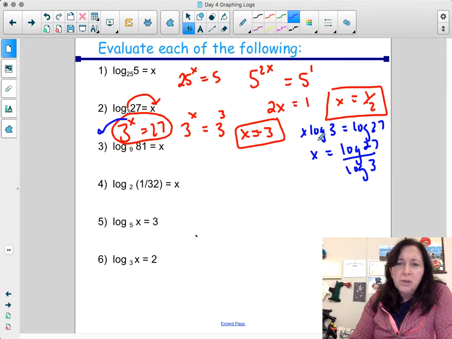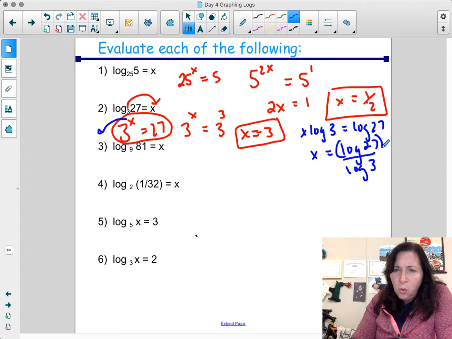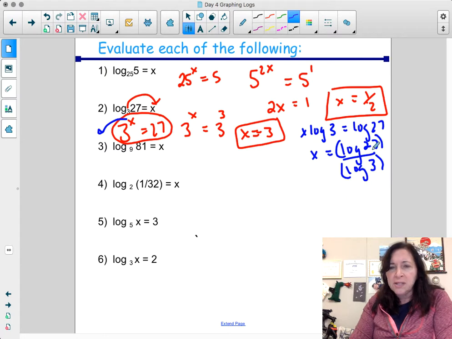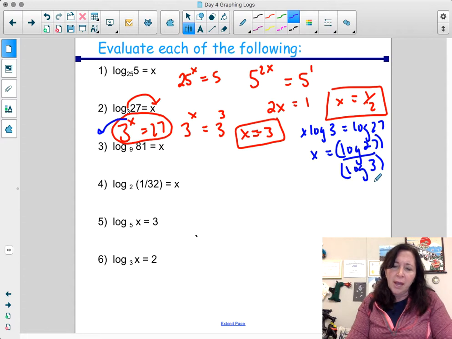Now, just so you know, you would need a calculator for that. This is a quantity, and so you would definitely not be able to divide your logs, and also you would definitely not be able to divide these numbers. You can never do that. So these are quantities. You would have to punch those values into your calculator.